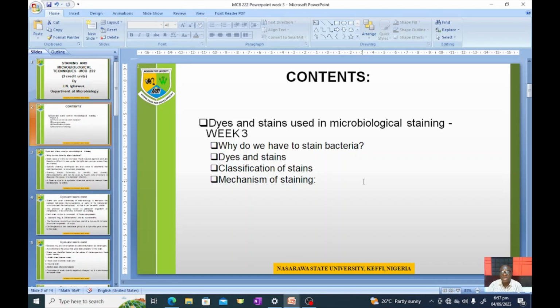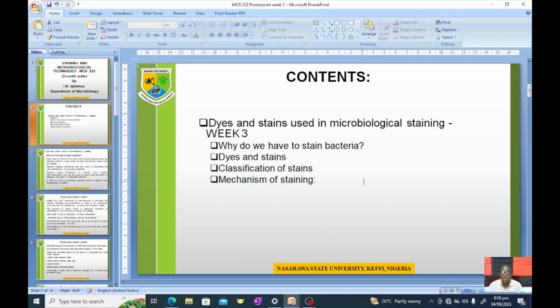How do you classify, or what are the classification of stains? What is the mechanism of staining? So that at the end of it all, we should be able to know what is staining. Now, why must you stain bacteria? We should also be able to explain at the end of the lecture what is a stain. What type of stains do we have?